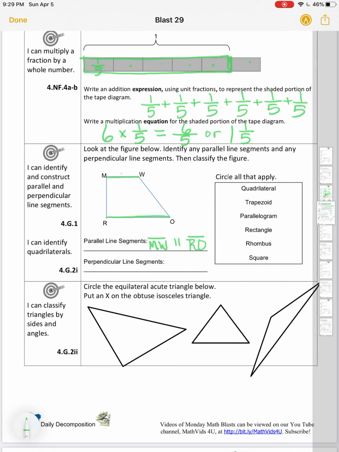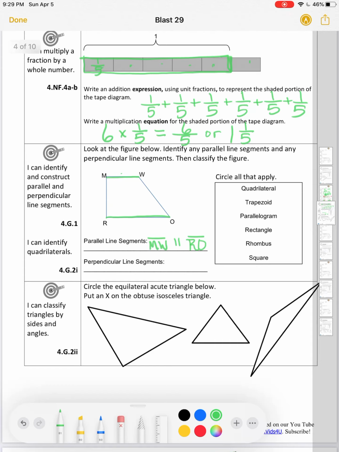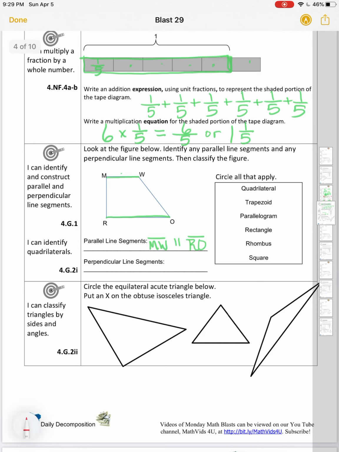Perpendicular line segments. Those are line segments that create right angles. So they intersect or meet at very special points that make right angles. So here I see MR is perpendicular to RO. And I will state that as MR, line segment, perpendicular, that's the symbol for perpendicular, to segment RO. All right, now it wants us to classify the figure.